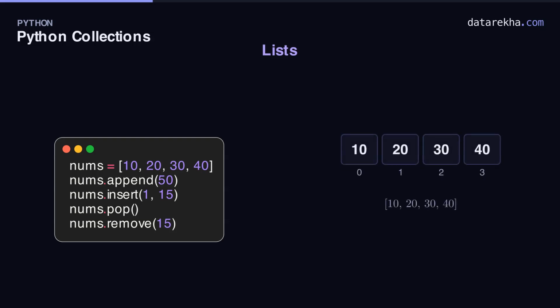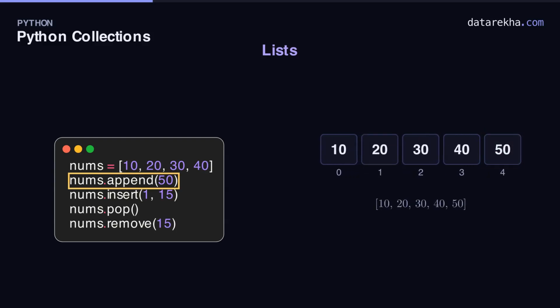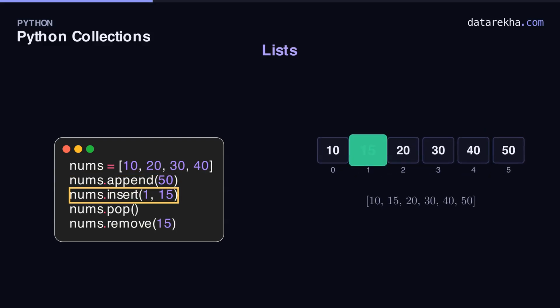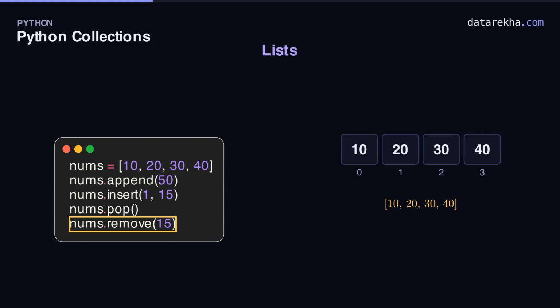Watch. We start with 10, 20, 30, 40. Append 50 adds one new box on the right. Insert at index 1 slides 15 into the second slot, and shoves everyone else right. Pop, with no argument, removes the last box. 50 is gone. And remove 15 deletes by value, not position. It finds the 15 and pulls it out. We are back to 10, 20, 30, 40.